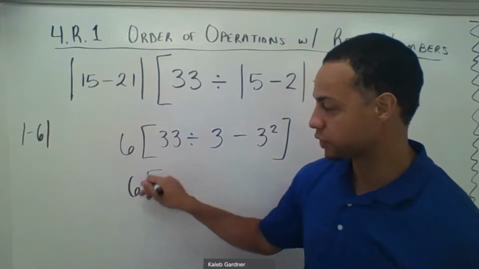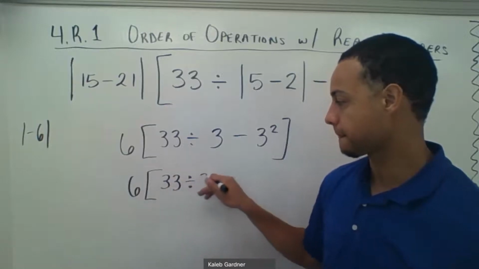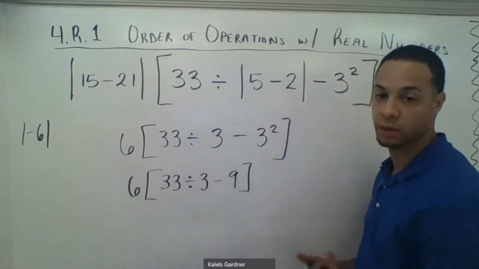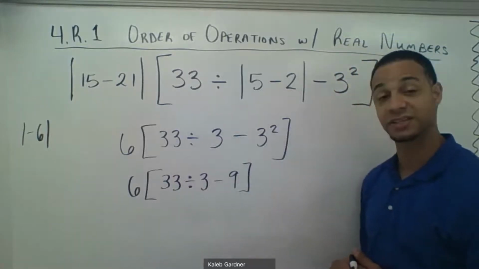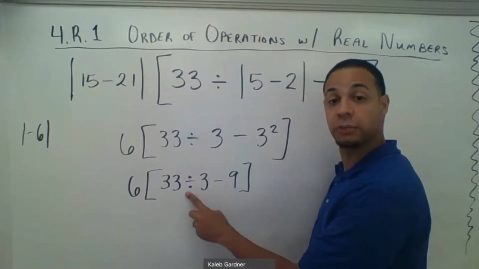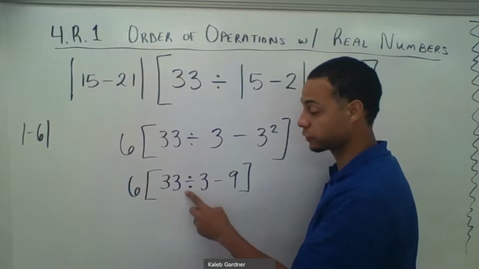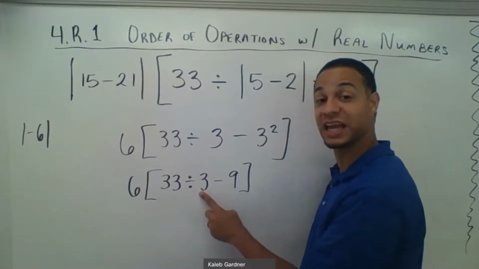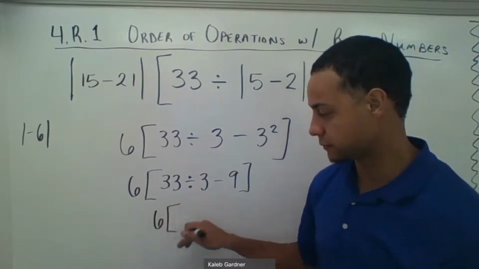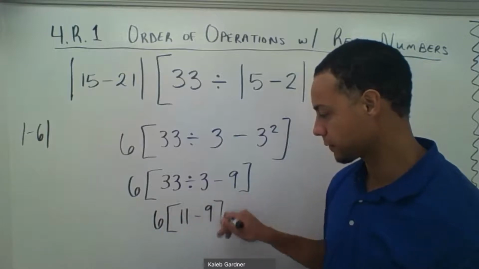Notice I'm just going to keep rewriting this thing until I get to where I want to be. So 3 squared became 9. Let's continue. I have division and I have subtraction. Division comes first. 33 divided by 9, I'm sorry, that was wrong. 33 divided by 3 is 11. So here we go. 6. 33 divided by 3 is 11 minus 9.